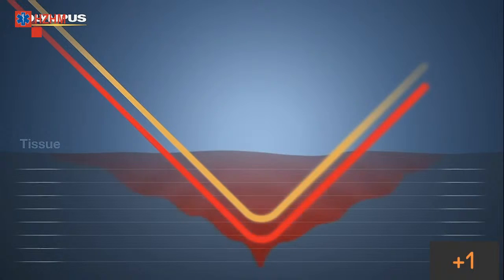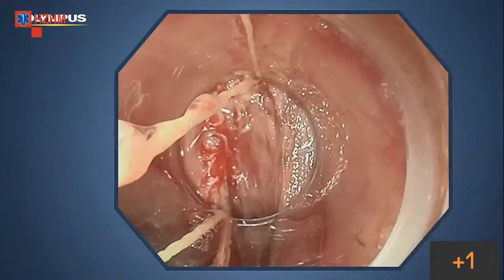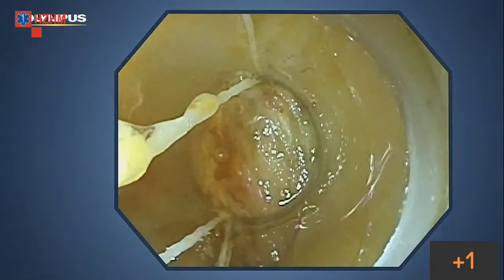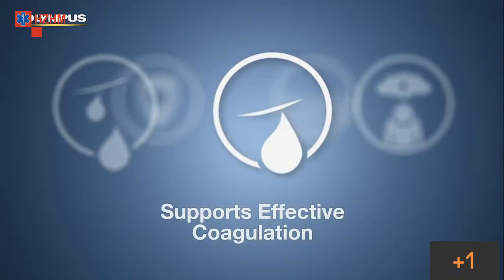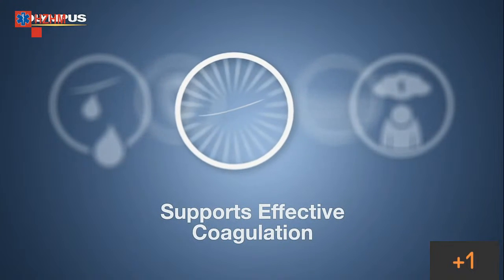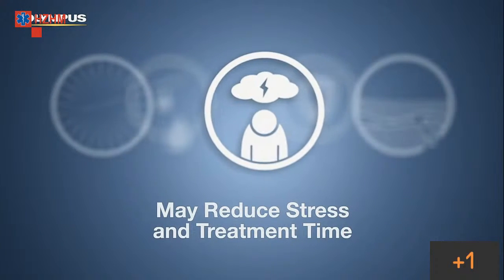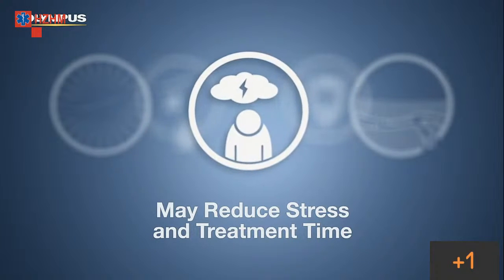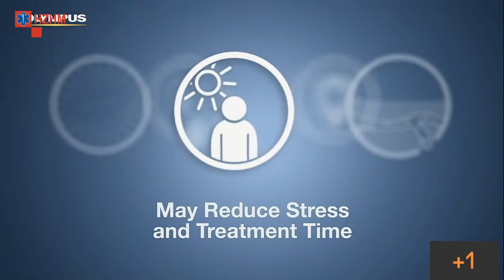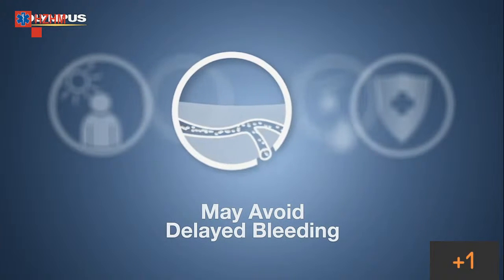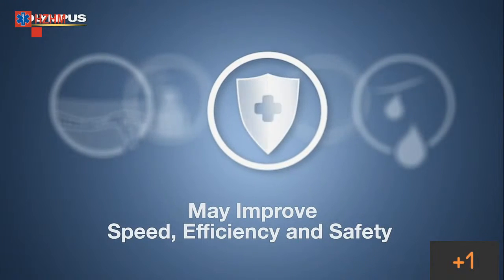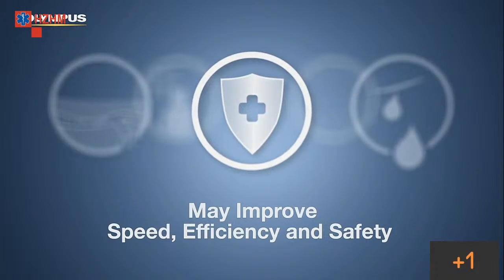If the amber light hits a bleeding point at which the blood concentration is very high, the amber light is strongly absorbed. The bleeding point appears darker and is therefore more visible. RDI thus helps to efficiently identify the bleeding source during endoscopic resections. This supports clinicians to coagulate bleeding vessels quicker and easier. Therefore, RDI helps to reduce stress and procedure time for treatment of emergency bleedings and endoscopic resections. RDI aims to help to avoid delayed bleeding after EMR or ESD. RDI may improve speed, efficiency, and safety of endoscopic treatment.